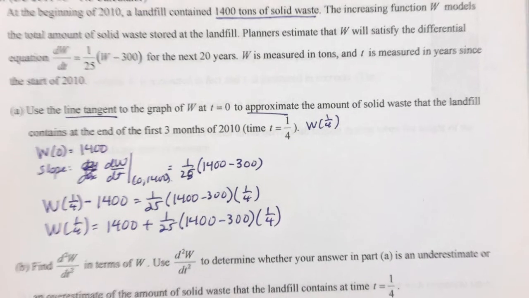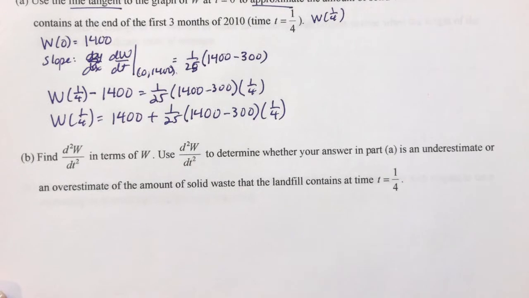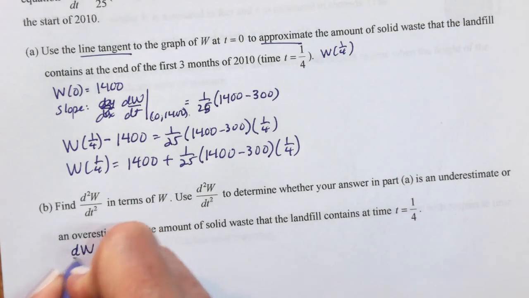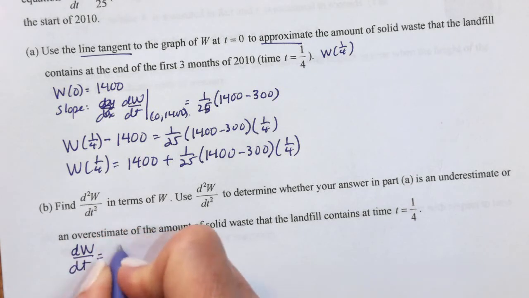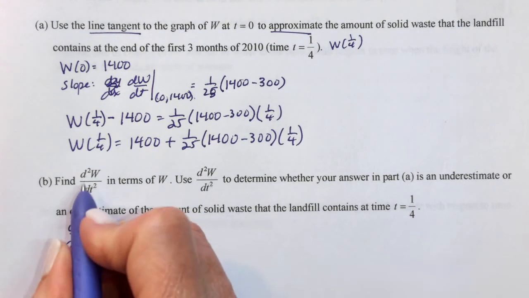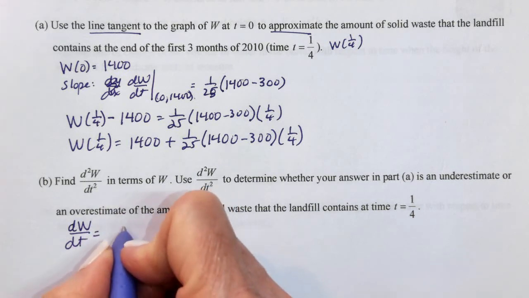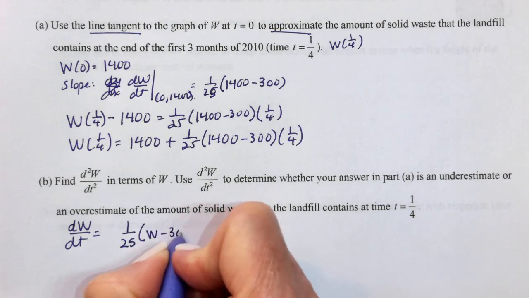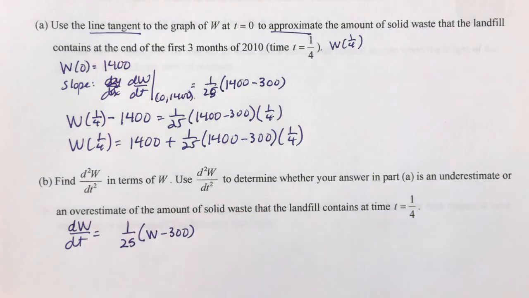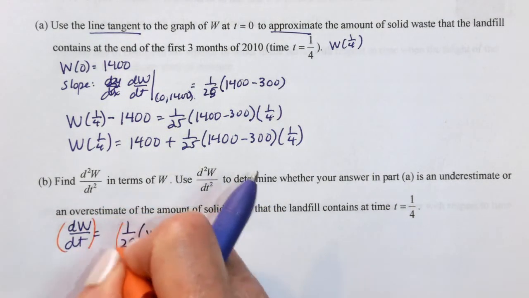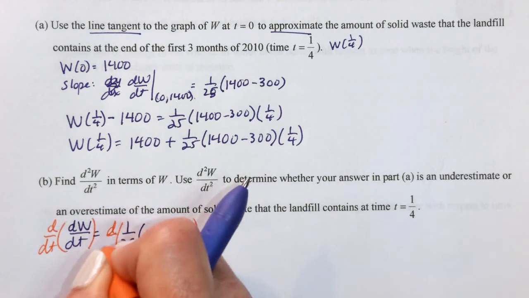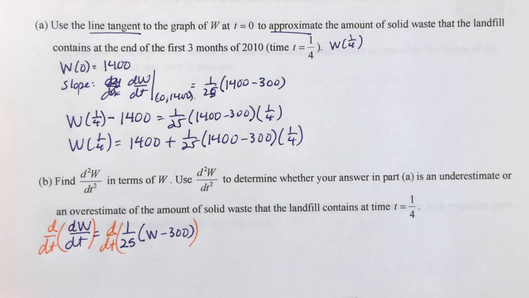Okay, part B. Find the second derivative in terms of W. Well, here is dW/dt. I'm leaving a space right here because I know I'm going to be taking the derivative with respect to t of both sides. So I'm taking the derivative of both sides with respect to t to get the second derivative. Why with respect to t? Because they told me with respect to t.